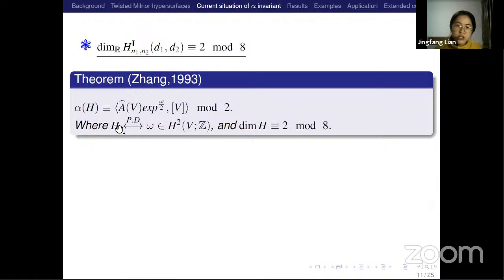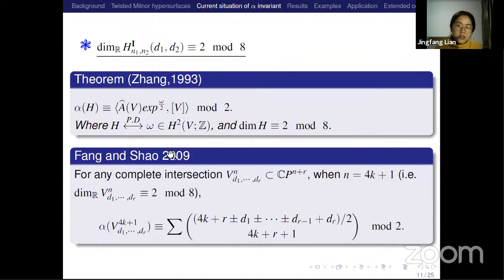The manifold here, say H, needs to be a submanifold of V, and it is Poincaré dual to a degree 2 homology class of V. Then the alpha invariant of H can be expressed by the A-hat genus of V and the cohomology class. And in 2009, just as I mentioned in the beginning, Fang and Shao gave the result for complete intersections of projective space. In particular, when the dimension is 2 modulo 8, they used Zhang's formula and gave an explicit formula for the complete intersection.